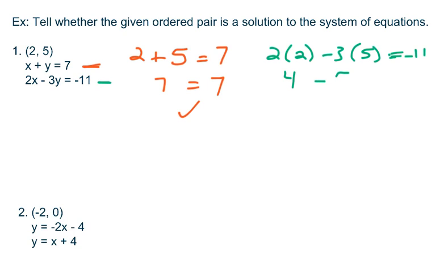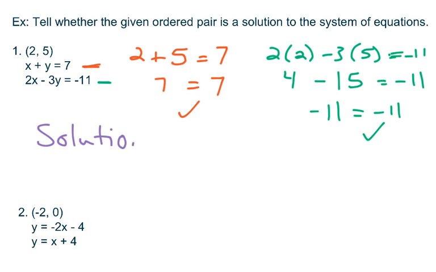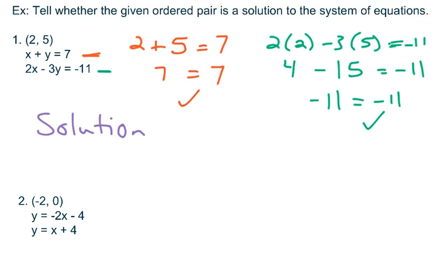2 times 2 is 4. Negative 3 times 5 is negative 15. We're going to see if that's negative 11. 4 minus 15, when you subtract that, it is negative 11. So negative 11 equals negative 11. That one also checks out. So the directions say, tell whether the given ordered pair is a solution. Yes, it is a solution to our system. It's where the ordered pair (2, 5) is where these two lines intersect. It's where they cross. Okay?